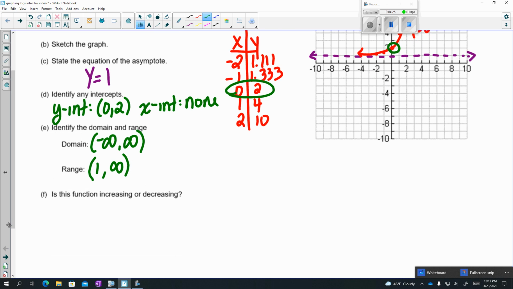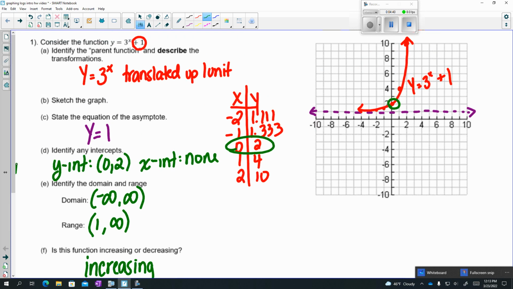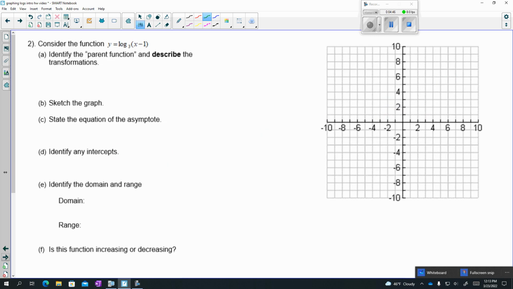And then lastly, is this function increasing or decreasing? This is an increasing function. My y values are going up, my graph is going up, and it is an exponential growth. So this is a review of exponential functions. Exponential functions are related to log functions. So example 2 is about a log function.